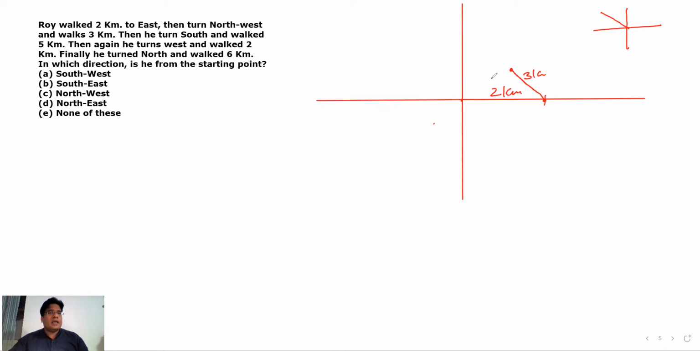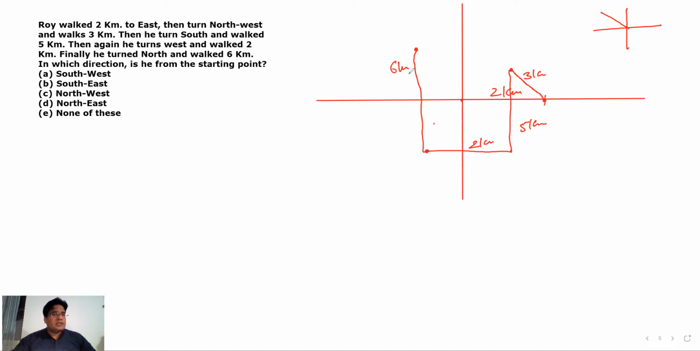He is there. He turns south and walks for 5 kilometers. Clear my point? Then again, he turns west and walks 2 kilometers. 2 kilometers in the west direction. He reaches there. Finally, he turned north and walked for 6 kilometers. 6 kilometers. Here, he reached here.